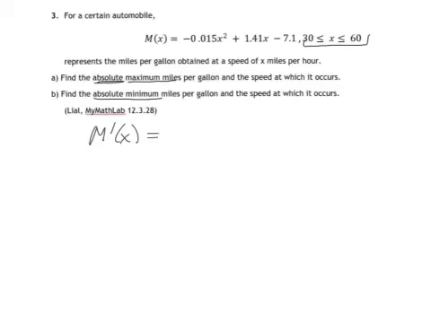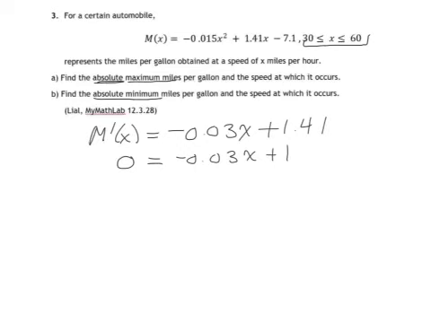Okay, we have negative 0.03x plus 1.41. Okay, we're going to set this equal to 0 and solve for x. And we find that x is equal to 46.67. So that's about 47 miles per hour.